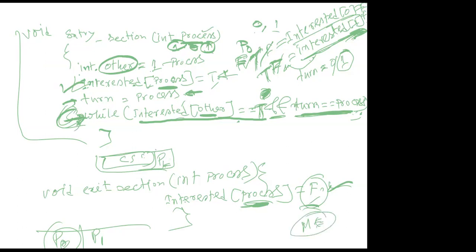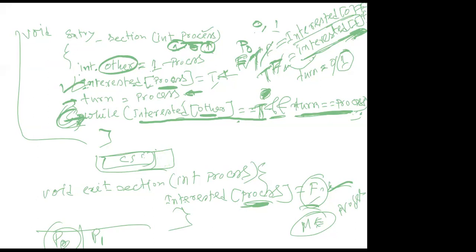Next, let's check another condition: is progress satisfied or not? Progress means that if one process is not entering the critical section, it shouldn't block another process from entering the critical section. Let's check how it works.